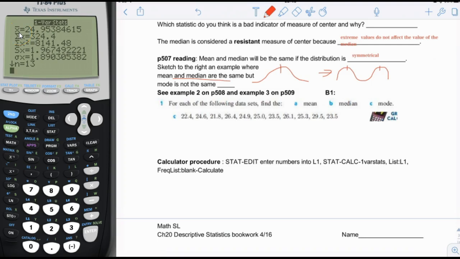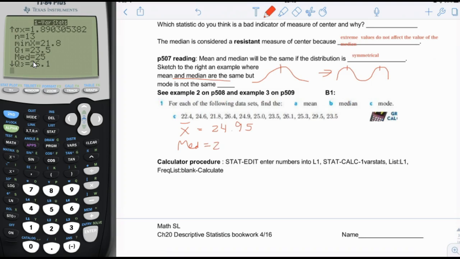X bar, of course, is the mean. So let's say X bar is equal to 24.95. Normally in IB, we give 3 significant figures, so that would be 25.0 maybe. Let's see, what else? Let's go down a little bit. And, oh, there's the median. The median is 25.